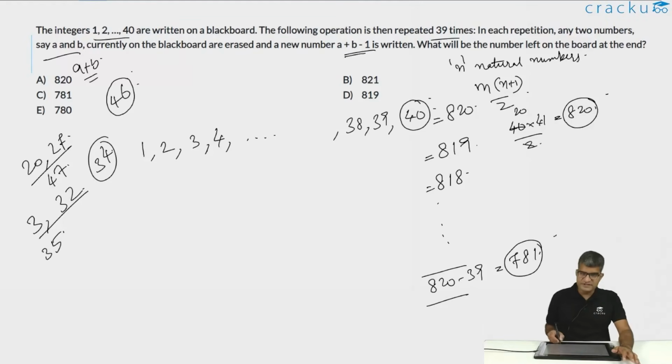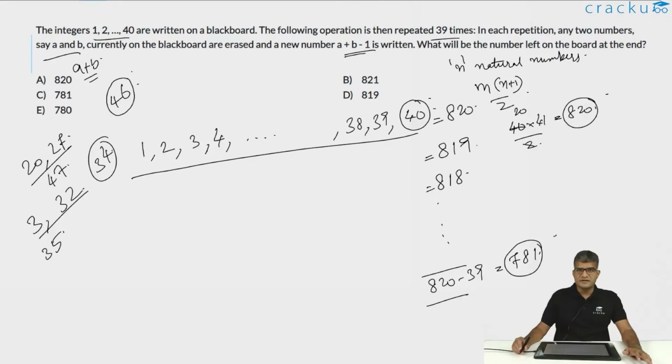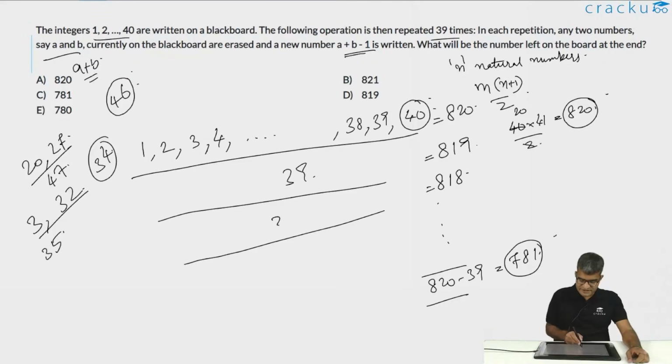Now you will also notice that after every repetition, the number of numbers on the board is also decreasing by 1. Initially there were 40 numbers. Now two numbers are replaced with one number, so now there will be 39 numbers. Then there will be 38 numbers and so on. And after 39 repetitions, there will be only one number. And that one number will be equal to 781. So the answer for this question is option C.